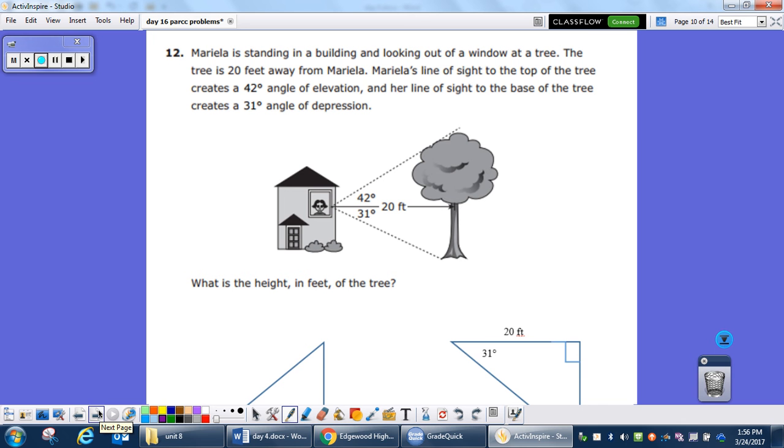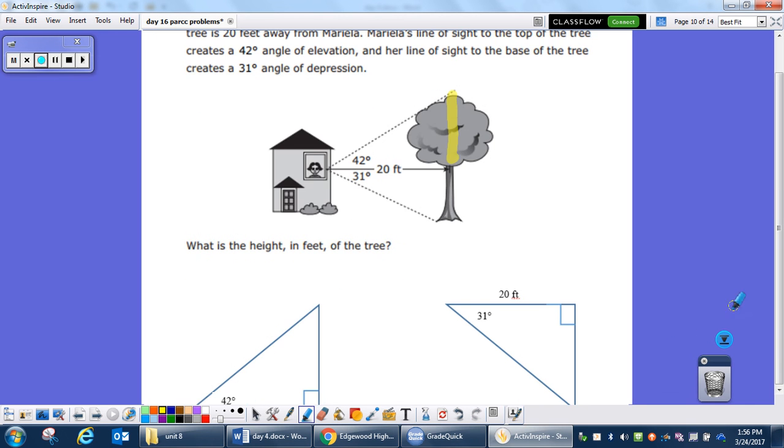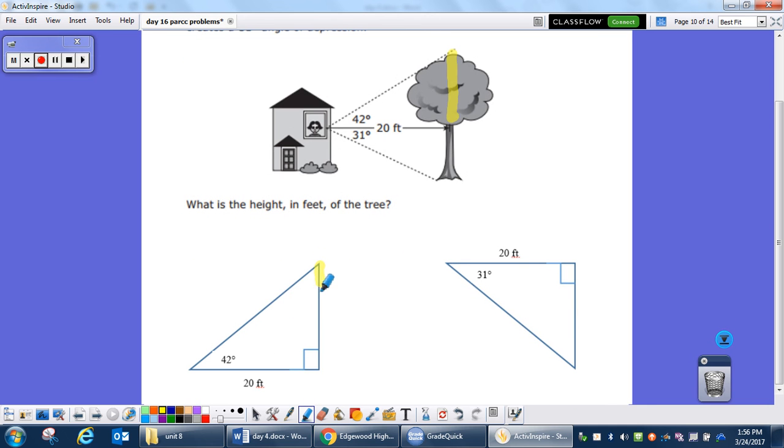So number 12, you have Mary Alice standing in a building and looking out the window at a tree. So you can see that she looks upwards at a 42-degree angle and she looks downwards at 31 degrees, which is what they go over. So we want to know the height of the tree. I'm going to use 2 different highlighters, and we're going to find the top half of the tree, which is going to be represented by this side, and the bottom half of the tree is going to be represented by this side. So altogether, yellow plus red equal the tree.